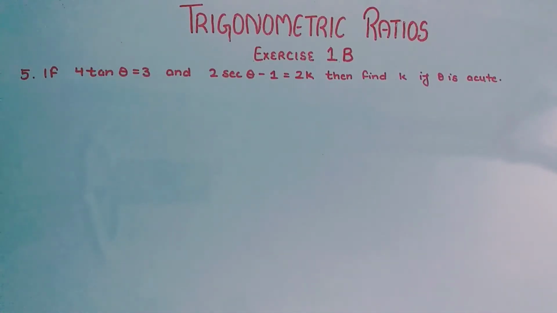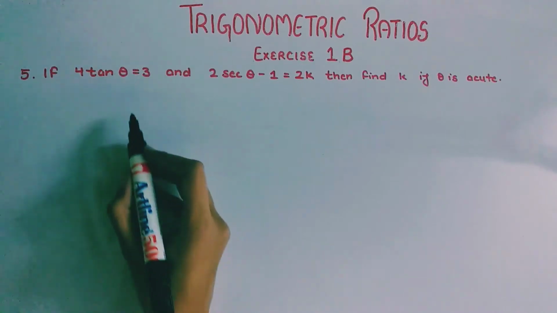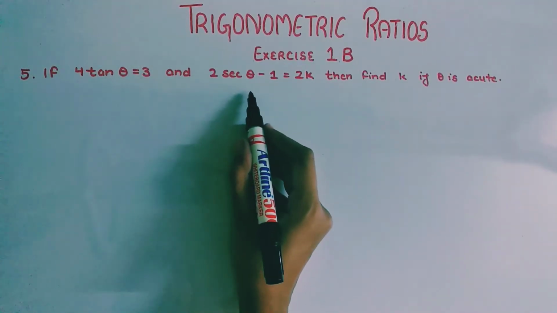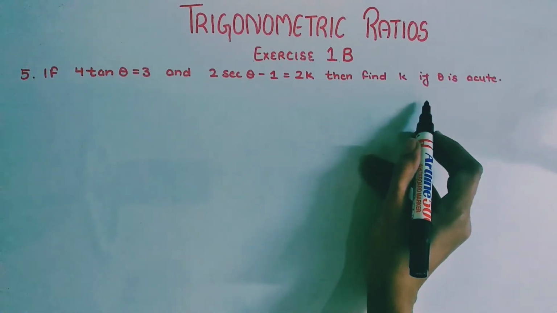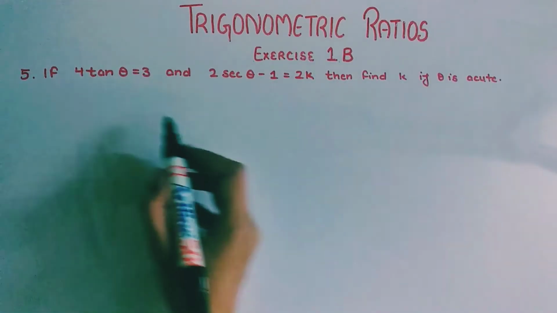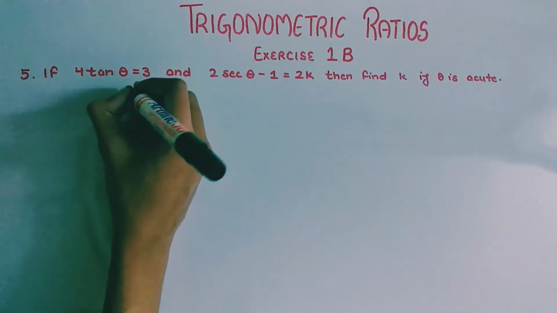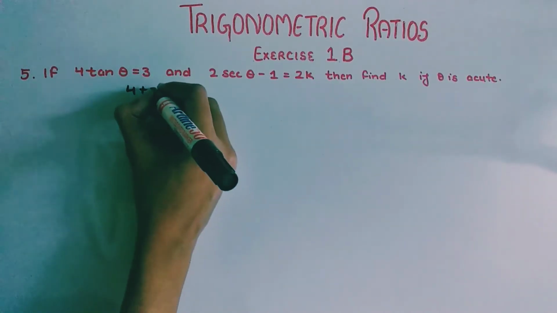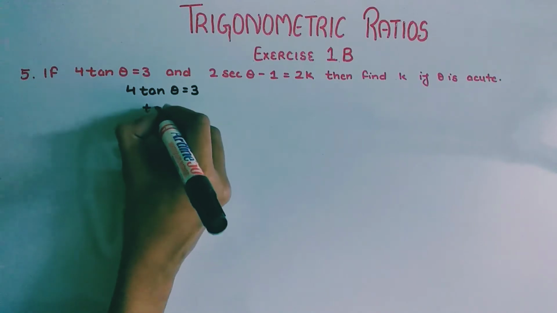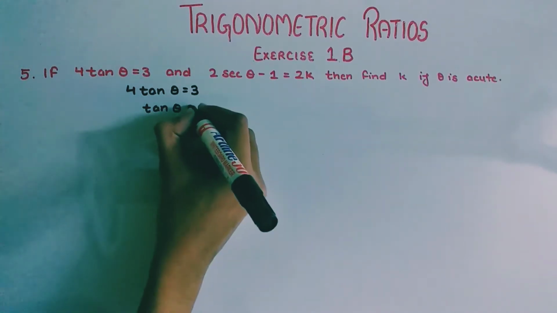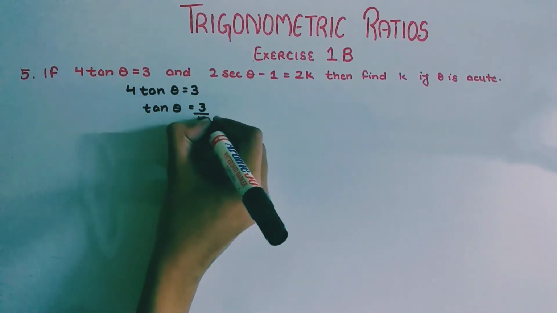We have next question. If 4 tan theta is 3 and 2 secant theta minus 1 is equal to 2k, then find value of k if theta is acute angle. First of all, we have the equation, that is 4 tan theta is equal to 3. That is, we have tan theta equal to 3 divided by 4.